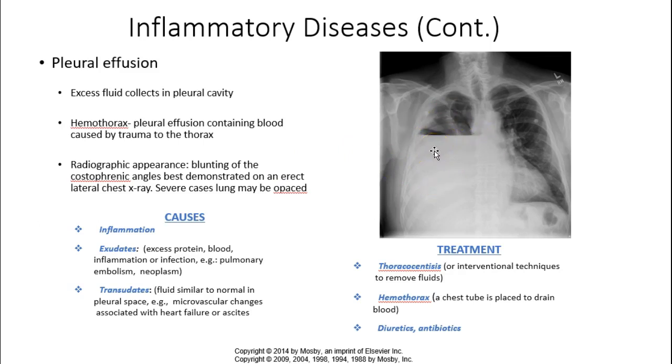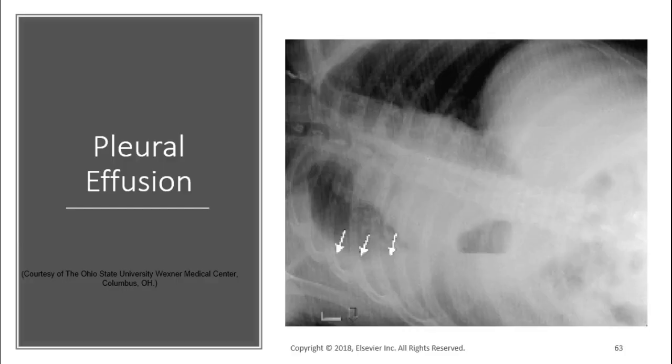So the causes can be inflammation, exudates, it can be transudates, and the treatment is a thoracentesis, where we go in with the needle under ultrasound guidance and we hook them up to a vacutainer. We can place a chest tube, and we can give diuretics and antibiotics to clear up any kind of infections or to reduce the amount of fluid within a patient.